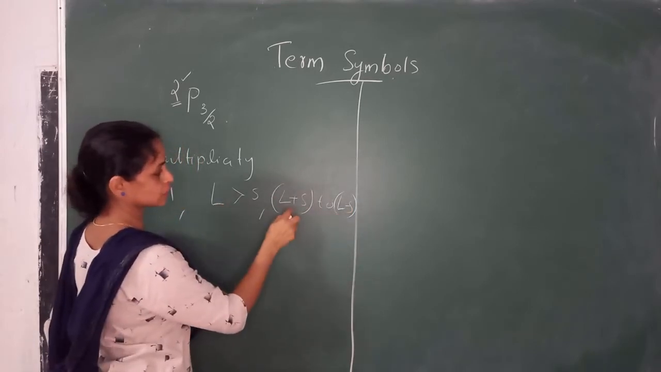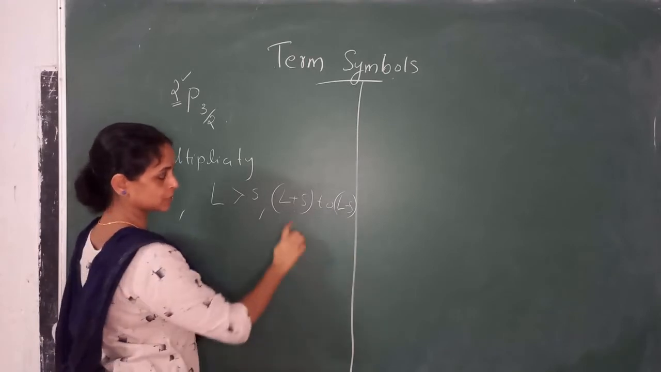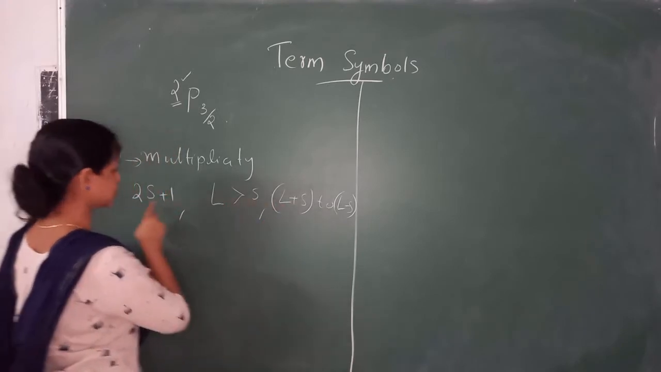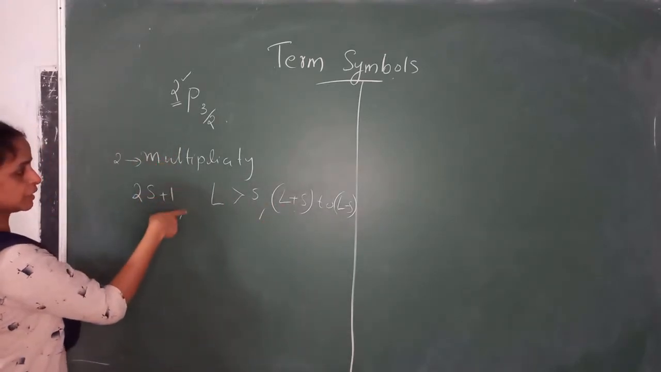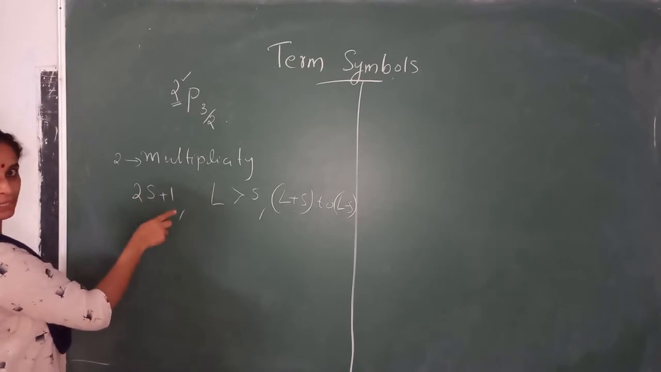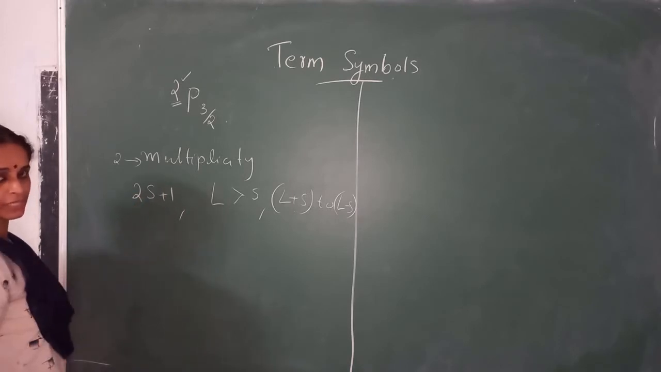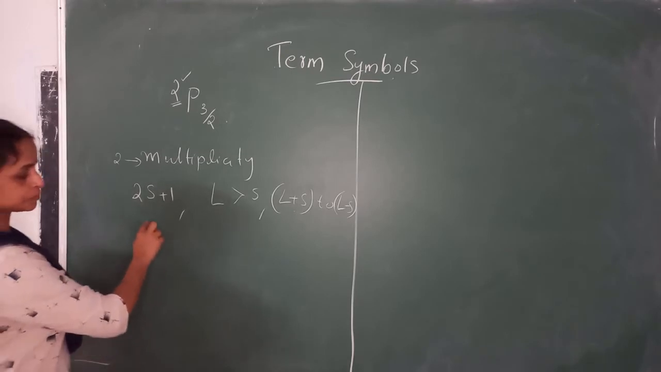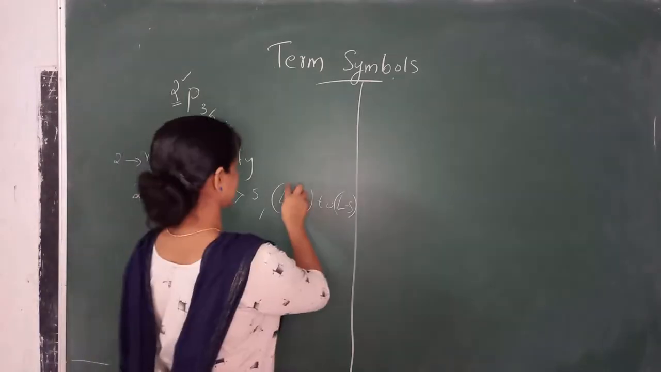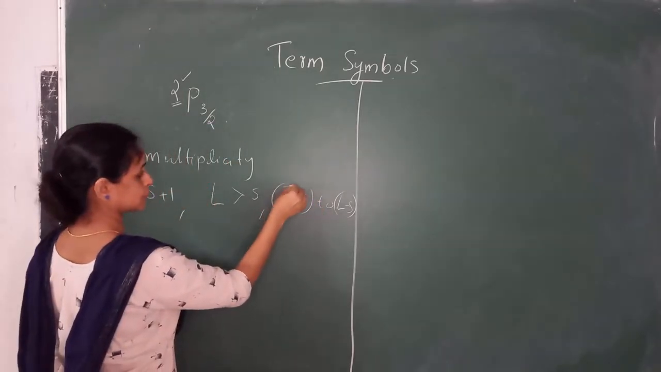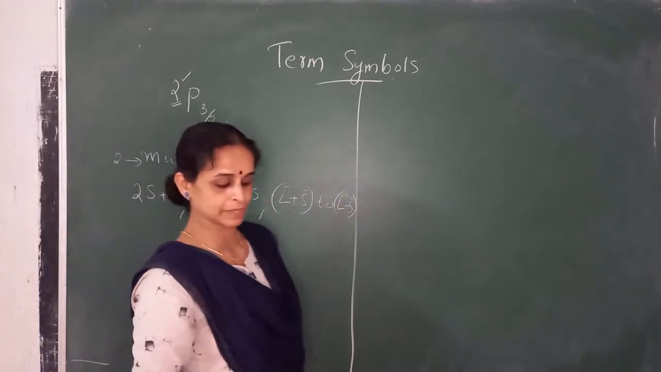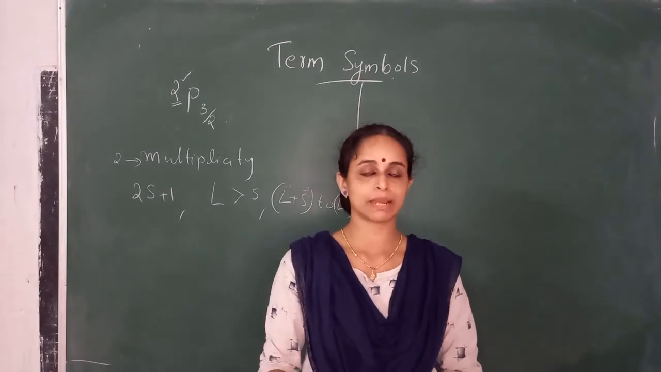Since L is greater, L plus S to L minus S values, these are positive values you will get. L plus S to L minus S, the value for j. This is the number of possible values for j, that is, the multiplicity: there will be 2S plus 1 different values for j. So, j will take values from L plus S to L minus S. These are all vectors, so the j vector you can represent by L plus S to L minus S.